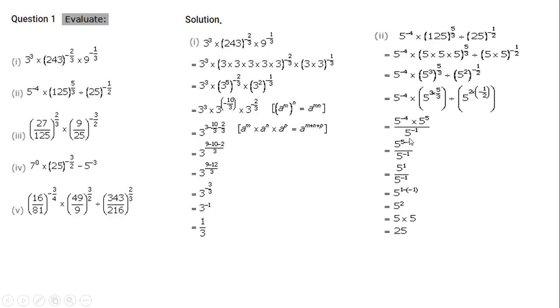This is division here, so we have to divide by 5 power minus 1. In the numerator, bases are same, product is there, so powers are going to be added. So minus 4 plus 5 gives you 1. And in the denominator, 5 power minus 1 as it is. Now, bases are same, 5 power 1 divided by 5 power minus 1. Division is there, so powers are going to be subtracted. This can be written as 5 power 1 minus minus 1, that is 5 power 2, and on solving we'll get 25.